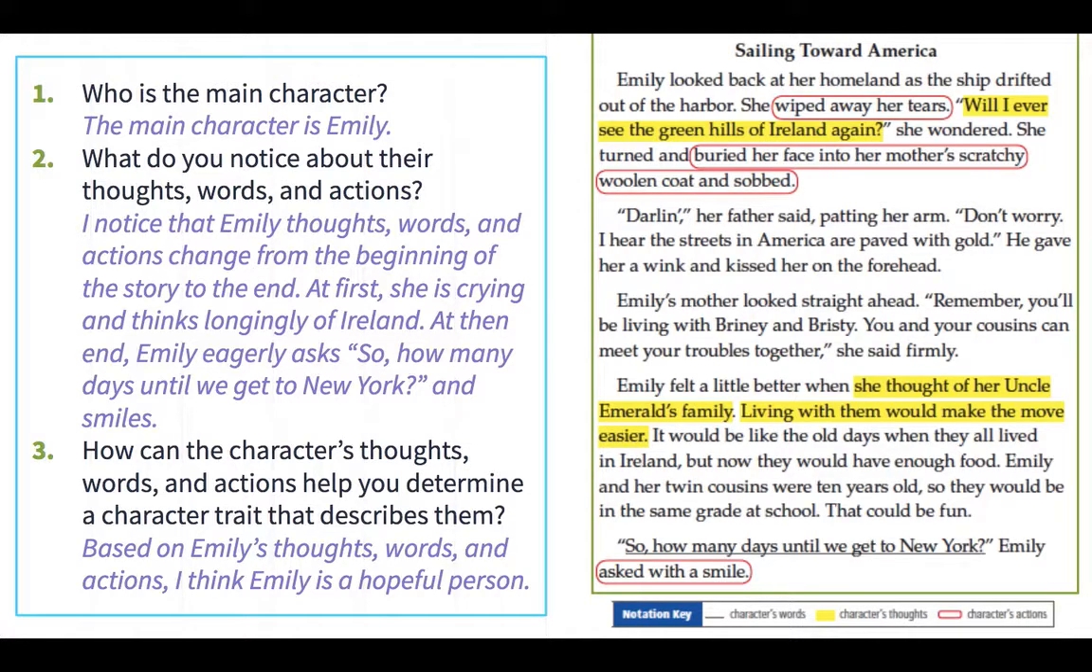At first, she is crying and thinks longingly of Ireland. At the end, Emily eagerly asks, "So how many days until we get to New York?" and smiles. Based on Emily's thoughts, words, and actions, I think Emily is a hopeful person. So by analyzing Emily's thoughts, words, and actions, I determined her character trait as hopeful.